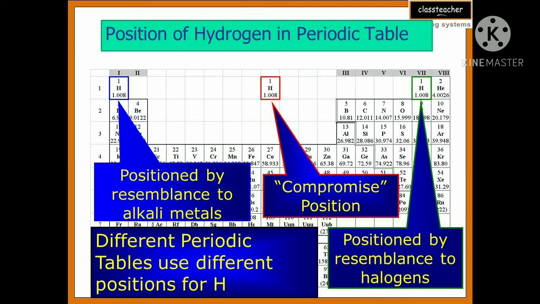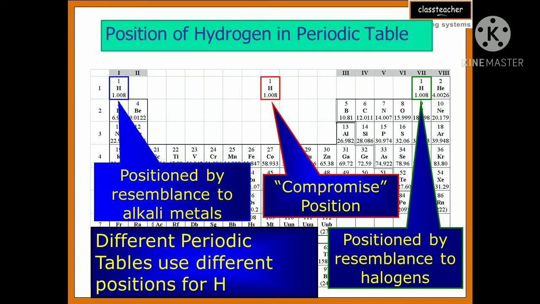So now coming to the resultant position of hydrogen. Hydrogen thus shows similarities with alkali metals of group 1A, and it is placed above lithium in group 1A, and also with halogens of group 17, or 7A, above fluorine in the 7A group.